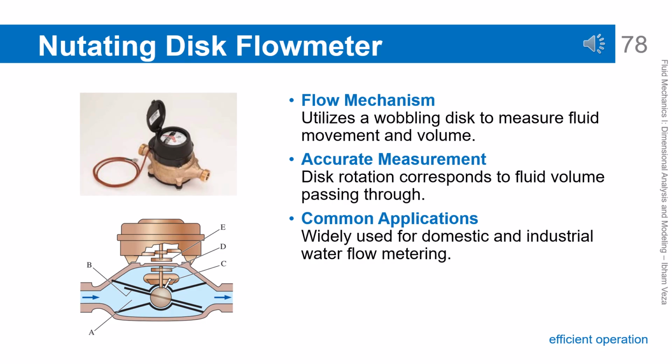Nutating disc flow meter. This flow meter uses a wobbling disc to measure the volume of fluid passing through. Each disc motion directly corresponds to a certain volume. The mechanical motion is then converted into a flow rate signal. This device is widely used for domestic and industrial water metering. Its advantages are simplicity, robustness, and reasonable accuracy.